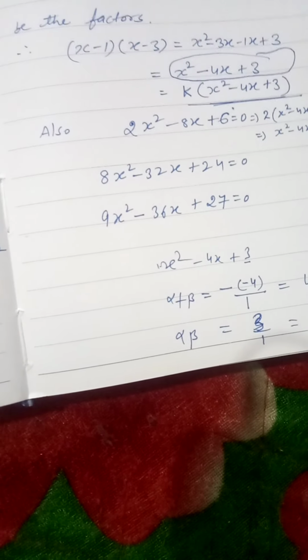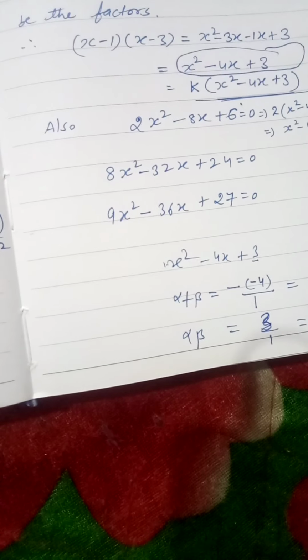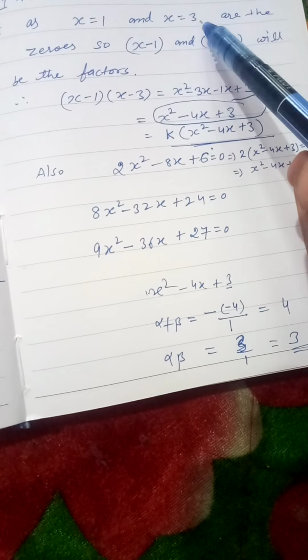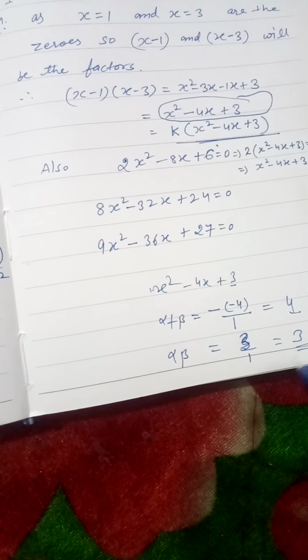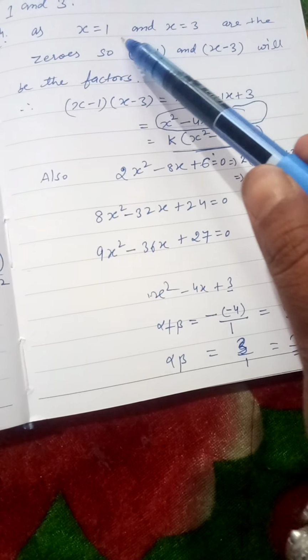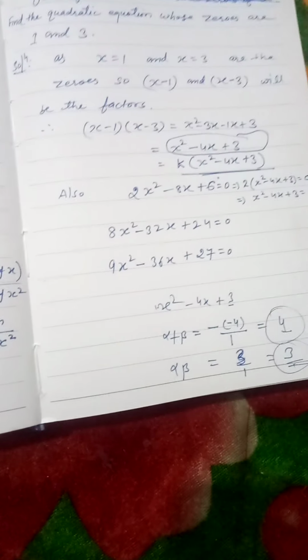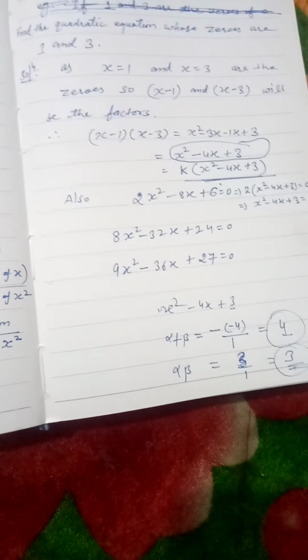So you can see the sum of zeros is 4, as we already have zeros 1 and 3, and 1 plus 3 is 4. So the sum is 4 and the product is 3, since 1 into 3 is 3. So this will help us find the sum and product of zeros even without calculating the zeros of any quadratic equation.